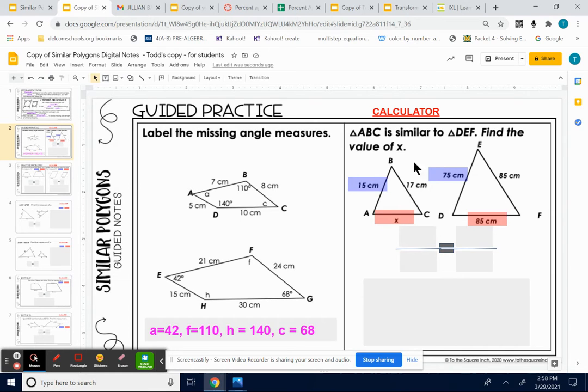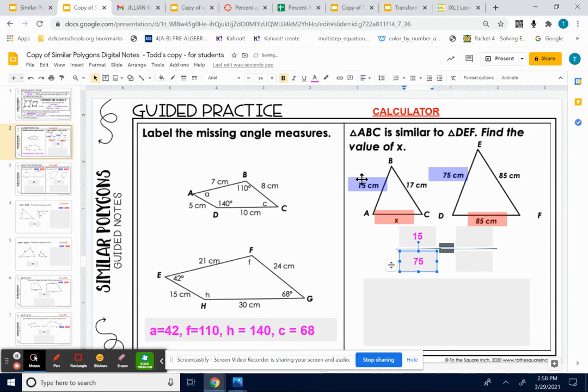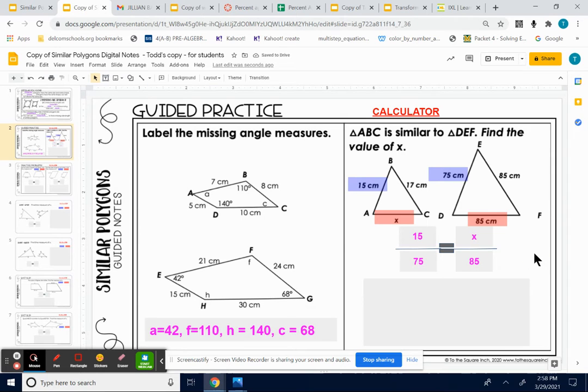I'm going left to right both times. 15 over 75 is proportional to x over 85. And before I go on, we could have gone right to left both times. I just like to go left to right.